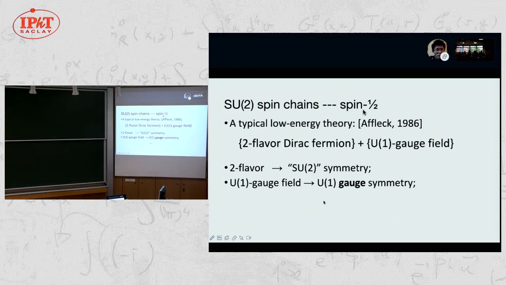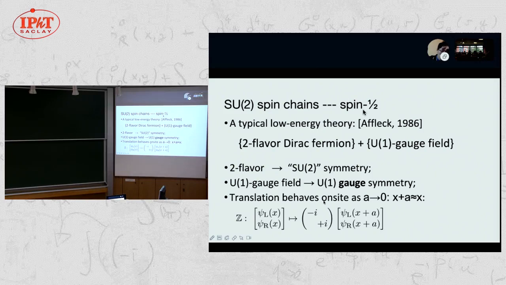One thing to be noticed is the translation symmetry in this Dirac theory. Because in the field theory, we have a continuum limit, which makes the lattice constant go to zero, the translation symmetry on the spinor representation will behave as on-site. So this translation will only transform the operator psi(x) to the same operator at the same site when we take this continuum limit. It means that we can gauge this translation at the low energy limit. And we will use this fact later.